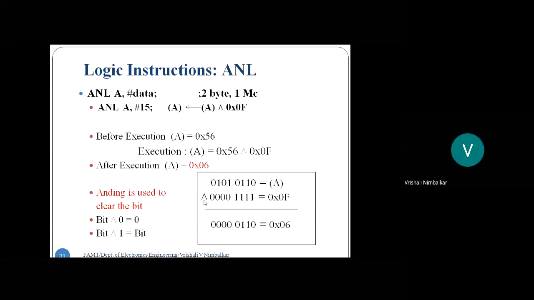So now what should you remember? See, if any bit is ANDed with 0, the output is 0. And if the bit is ANDed with 1, I get the bit as it is.